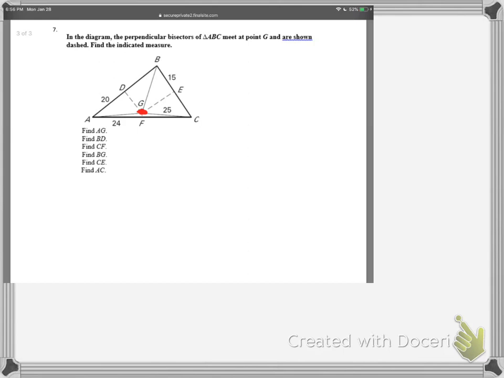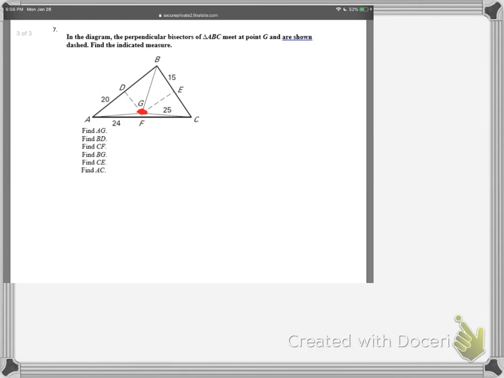Now, in class today, we talked about the fact that in an acute triangle, the perpendicular bisectors meet, or intersect, inside the triangle. That is the case here. So, could you go ahead and annotate your triangle with the information that's being provided? You want to stop the video and do your annotating, and then come back and see if it matches mine.